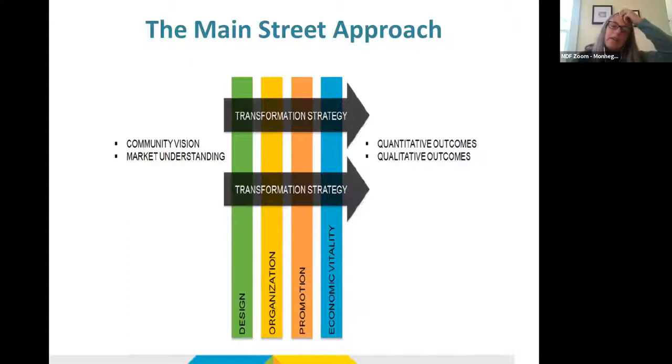Very briefly, the revised Main Street approach, which was really revised about 3 years ago now, is actually based in community visioning and market understanding. And then that leads to both qualitative and quantitative outcomes by using a transformational strategy through the 4 points. So it's a little different than it used to be when it was first designed. But the big thing I use this slide to show you is that understanding of the market, which I think you'll see in Biddeford is a way they use a lot of this data gathering, is to take a look at the market, both internally in the community and externally.